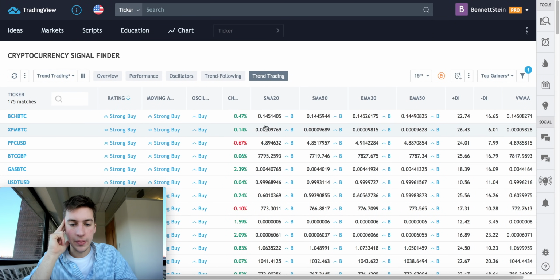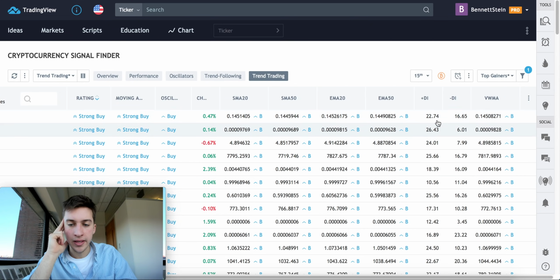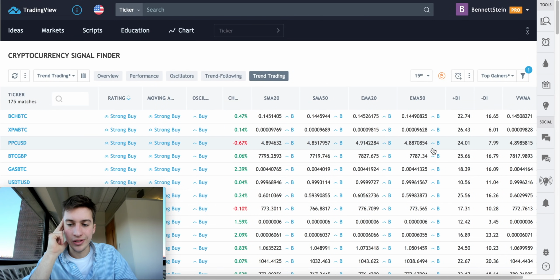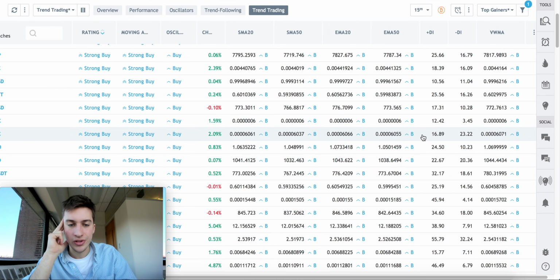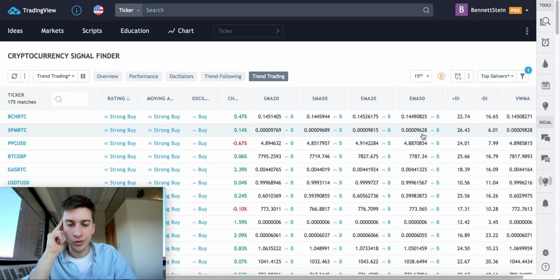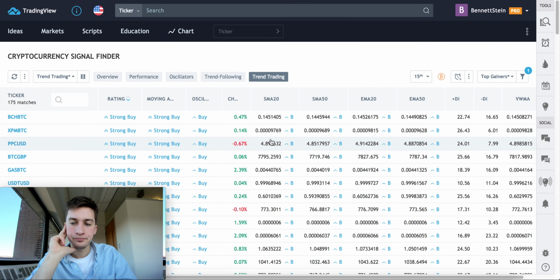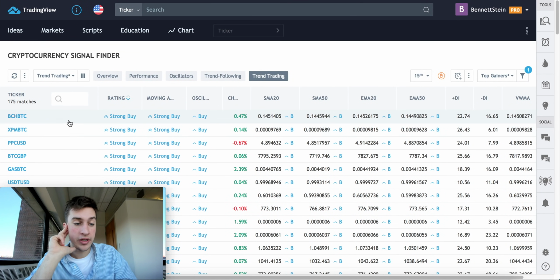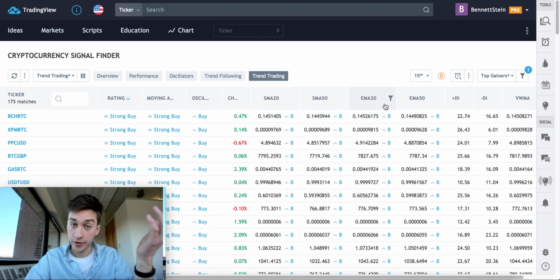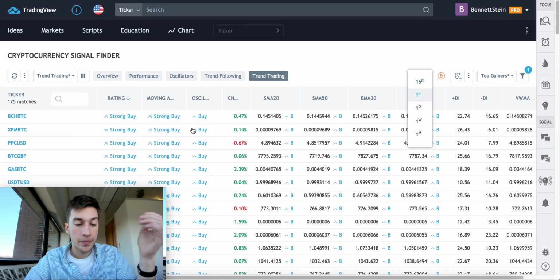And it really helps also if you know how to use these indicators and know what they mean, like the DIs. It'll really tell you really good signals because you can just scroll and look at all these and crunch the numbers and see what's a good buy and what might not be a good buy. So in the 15-minute, let's say BCH BTC, looks like a very good buy. Let's look on the 1 hour.